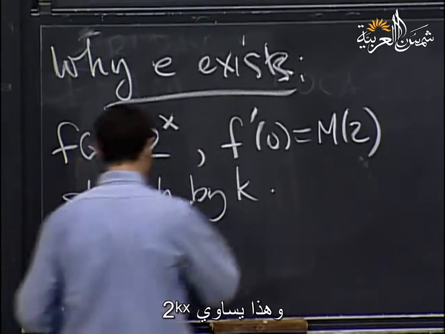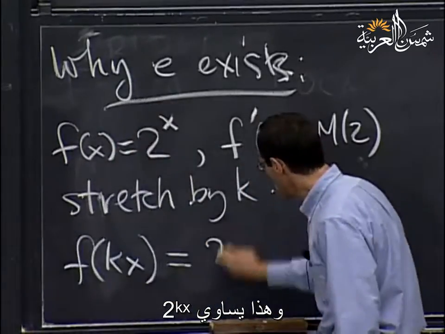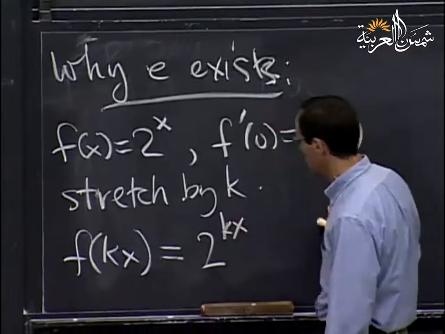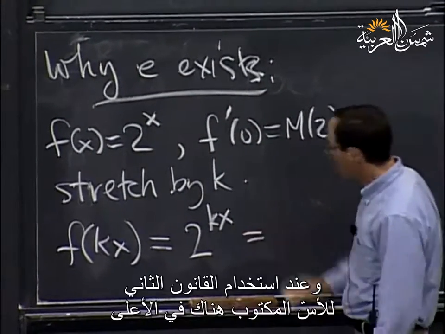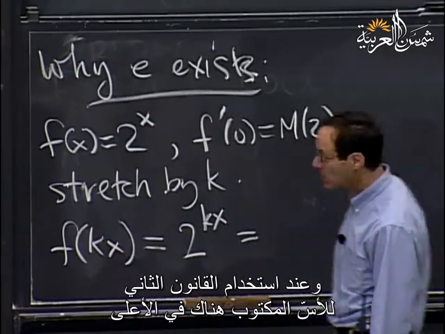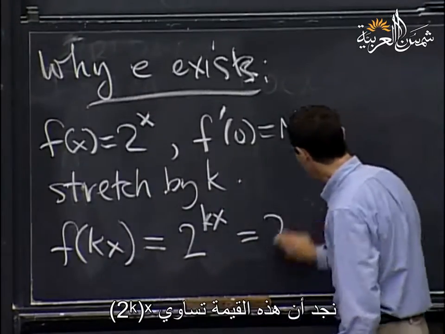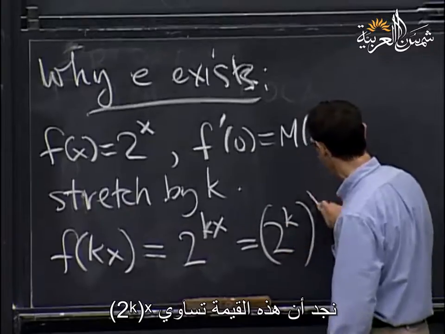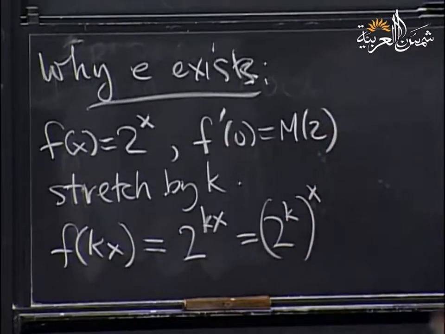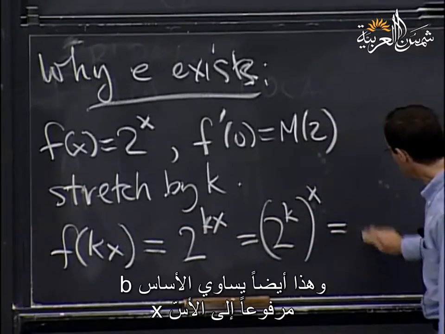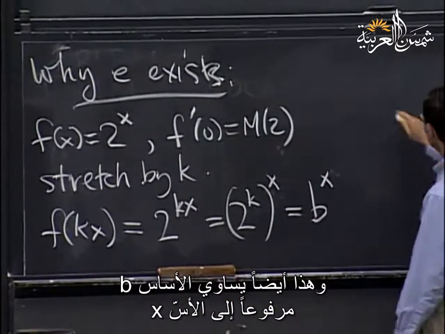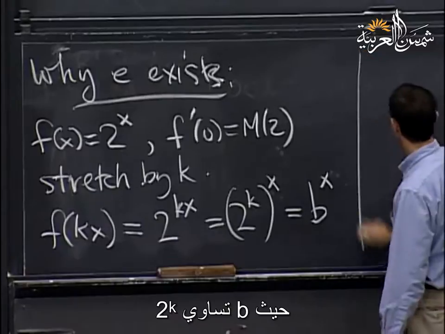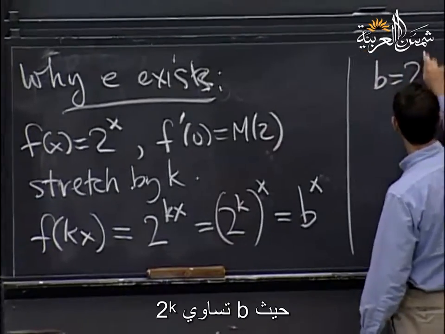Now, if you do that, that's the same as 2 to the kx, right? But now, if I use the second law of exponents that I have over there, that's the same thing as 2 to the k to the power x, which is the same thing as some base b to the x, where b is equal to, so let's just write that down over here, b is 2 to the k.